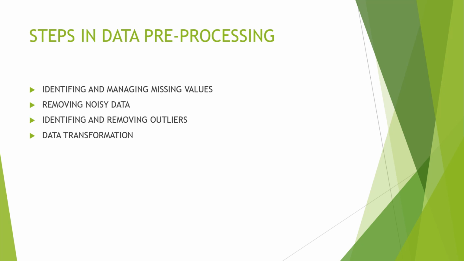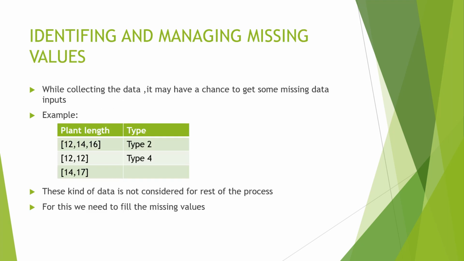Now we're going to see the steps involved in data pre-processing. They are identifying and managing missing values, removing noisy data, identifying and removing outliers, and data transformation. First we're going to see identifying and managing missing values. While we are collecting data, we may have a chance of getting missing values. That may occur manually or because of some technical issue. We may get some missing values in the data.